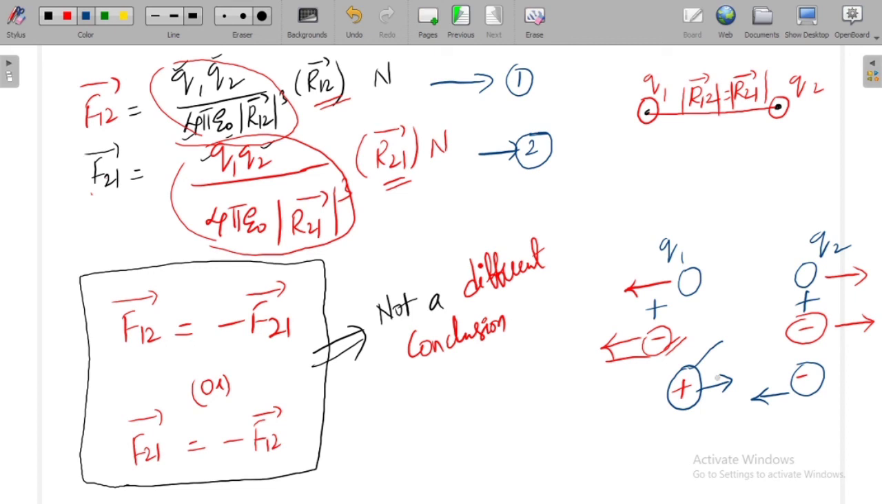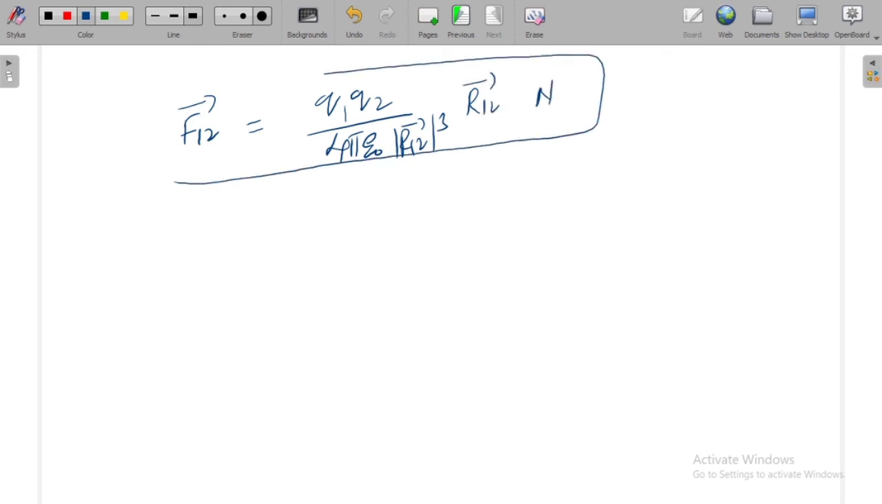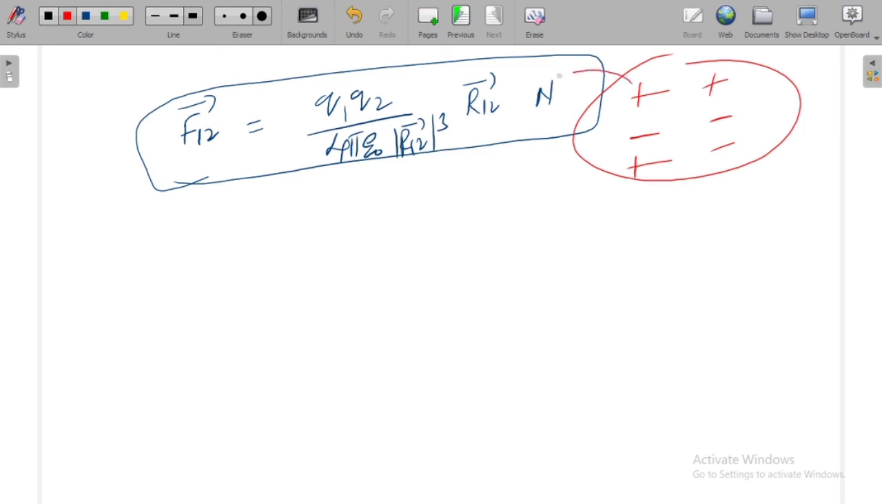So what we can understand from this is the expression F12 bar is equal to q1 into q2 divided by 4 pi epsilon naught, r12 bar magnitude whole cube, into r12 bar Newton. This expression holds good whatever may be the charge. It may be positive positive, negative negative, or positive negative. For all the cases, this expression holds good, right? What we need to understand is that the force between the two charges is equal in magnitude, meaning both charges will experience the force of the same magnitude but in different directions. You need to understand this fact. So this is about Coulomb's law.